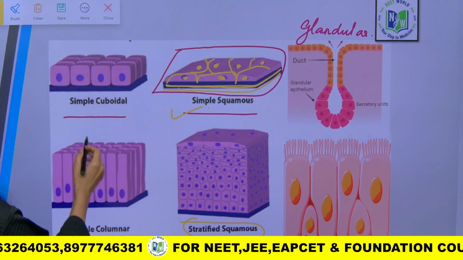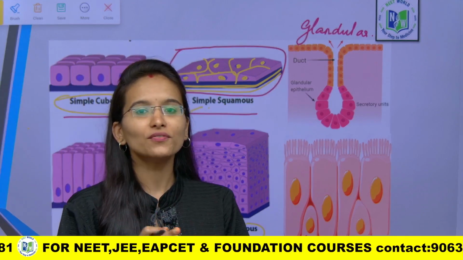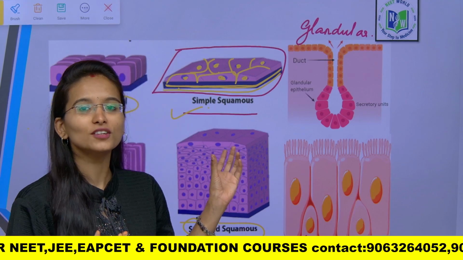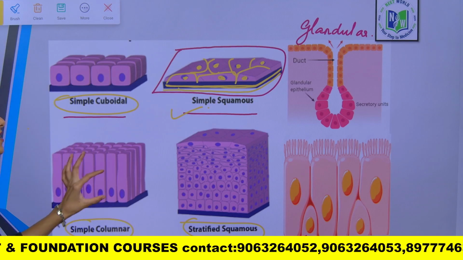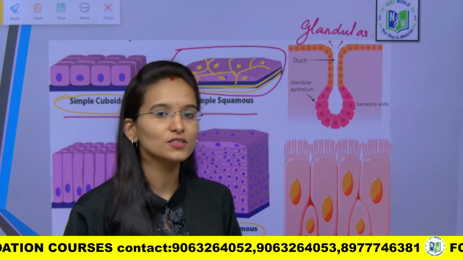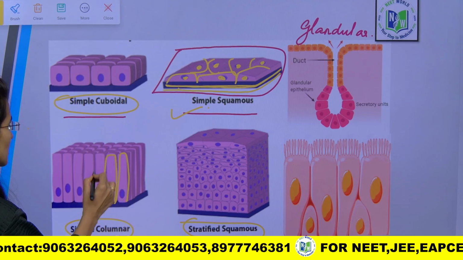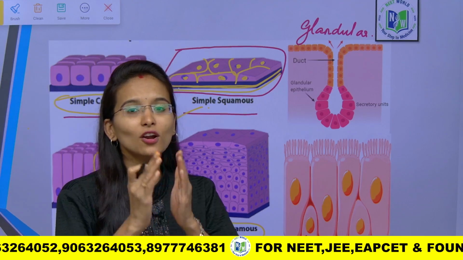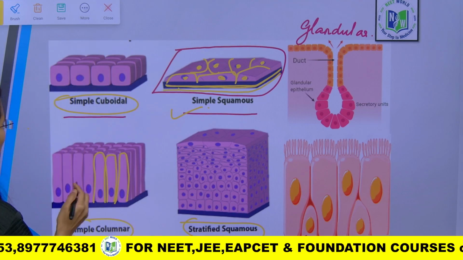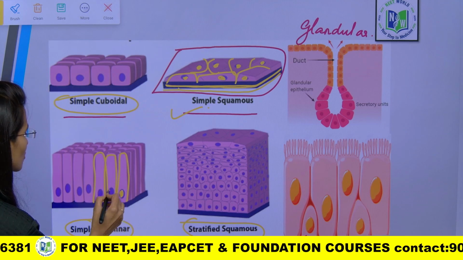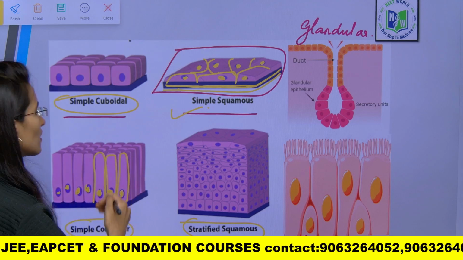Next, coming to the simple cuboidal epithelium. Here the cells are modified into a cube-like structure; the shape of the cells gives the appearance of a cube. Next, the simple columnar is a modification of simple cuboidal epithelium, students. These are elongated, pillar-like cells. Each epithelial cell contains a single nucleus. These are not at the center, but are present randomly.